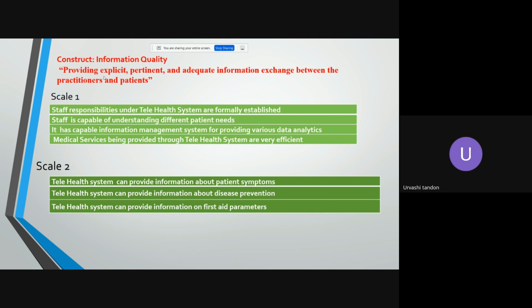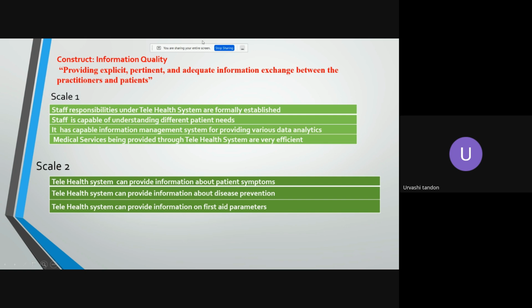Scale one is staff responsibilities under telehealth system are formally established. Telehealth means when you speak to doctor under remote conditions, right? So staff is capable of understanding different patient needs. It's capable of information management system for providing data analytics, and medical services being provided through telehealth are very efficient, right? So construct or the variable here is information quality, which says that providing explicit, pertinent, and adequate information exchange between the practitioners and patients. And simultaneously, there is another scale too, which says that telehealth system can provide information about patient symptoms, it can provide information about disease prevention, and it can provide information on first aid parameters.